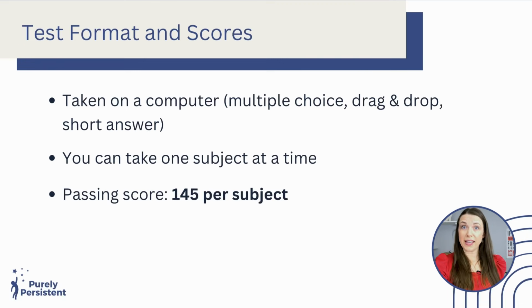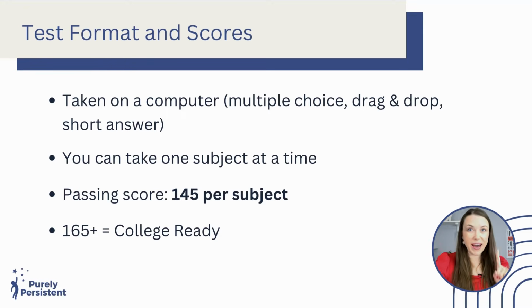And so in order to pass, you have to have a score of 145 on each of the subject areas. But if you score a little bit higher, 165 or more, that means that you're college ready. And so you definitely want to make sure you have a higher score if you're wanting to go to college.